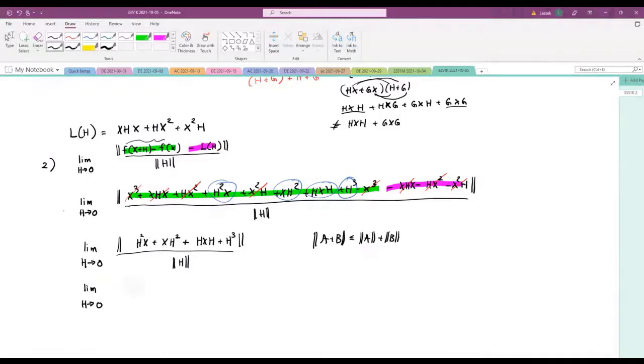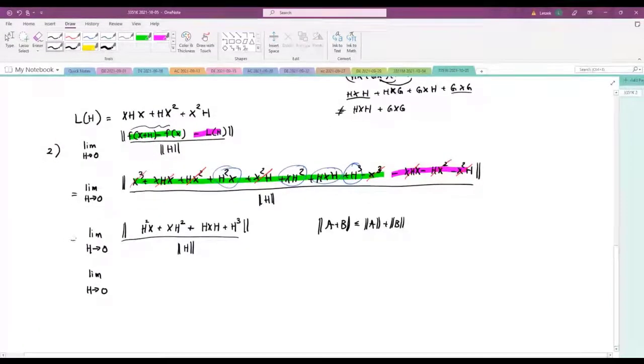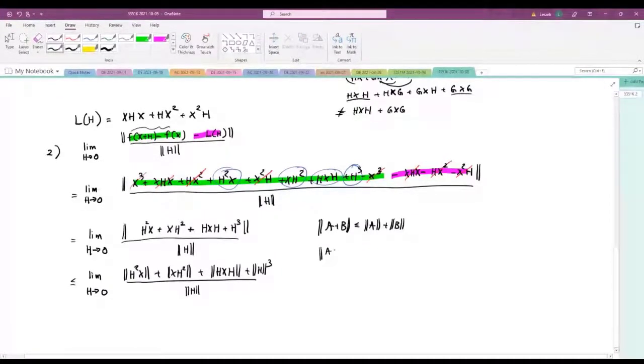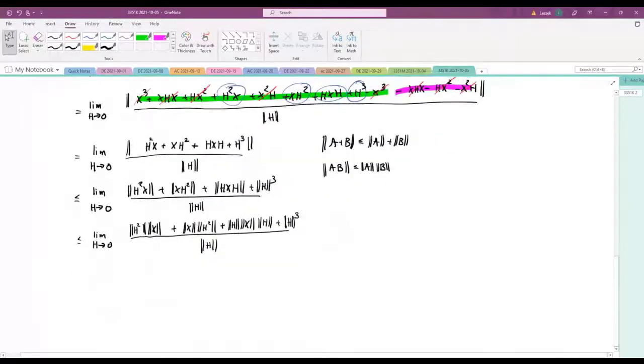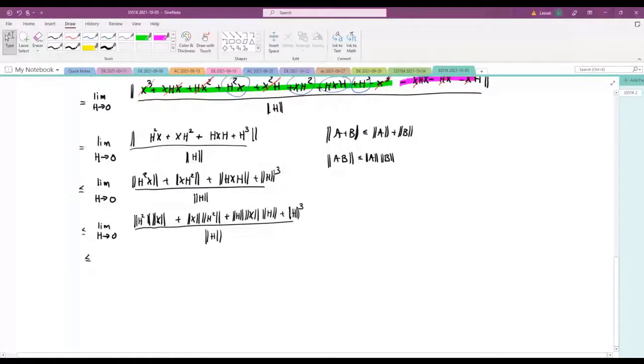Okay. So what we can do, if I put equality here, now I can say that this should be less than or equal to, and we apply this triangle inequality to the numerator. Okay, so now you might use the property that the norm of A times B is the same as norm of A times norm of B. I guess we can also use that for the h squared. I kind of cheated over here.